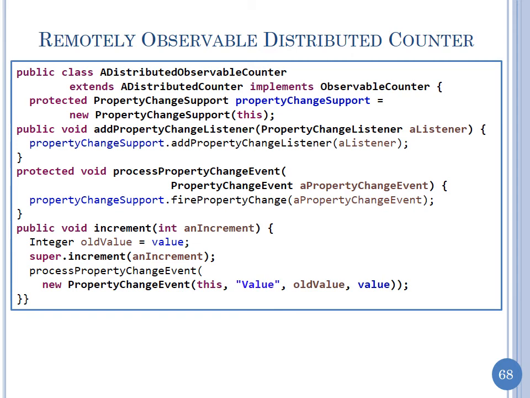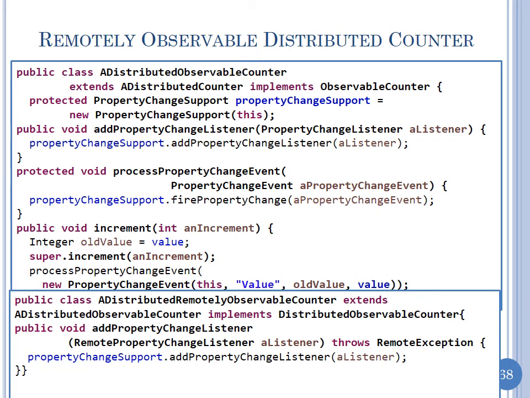Okay, this is the class that didn't work earlier because it implemented observable counter, and an observable counter did not have the add property change listener. So now I will extend this class, since I already have this class, to create a distributed remotely observable counter. And I will say I implement a distributed observable counter, and I will have an add property change listener method in it that implements the interface method. Okay.